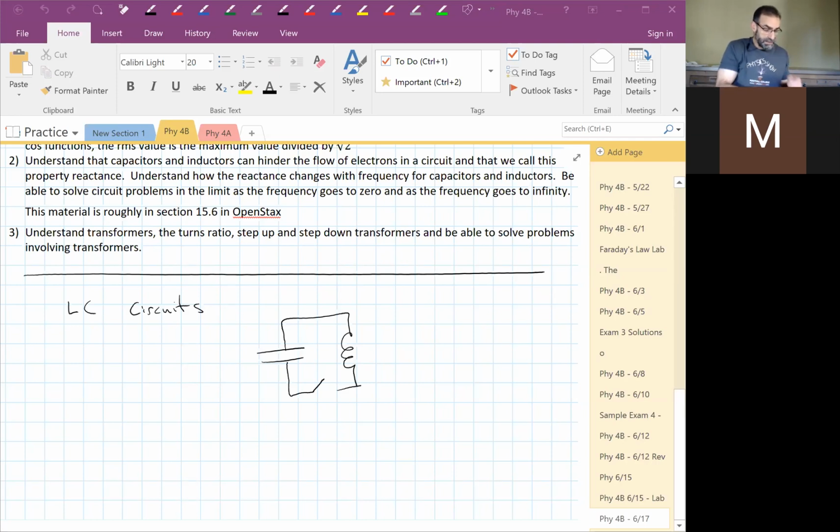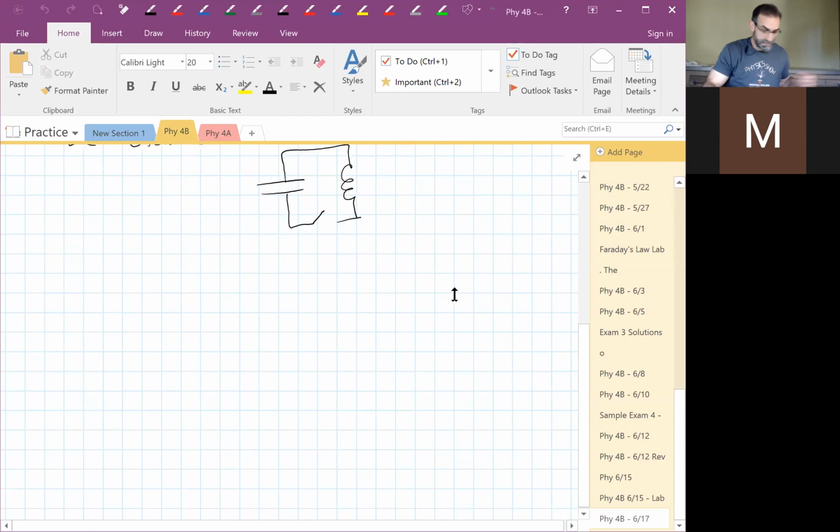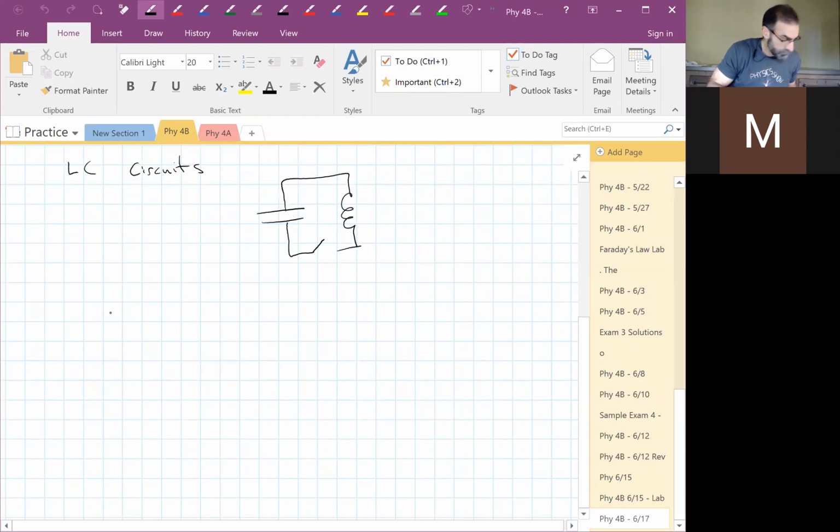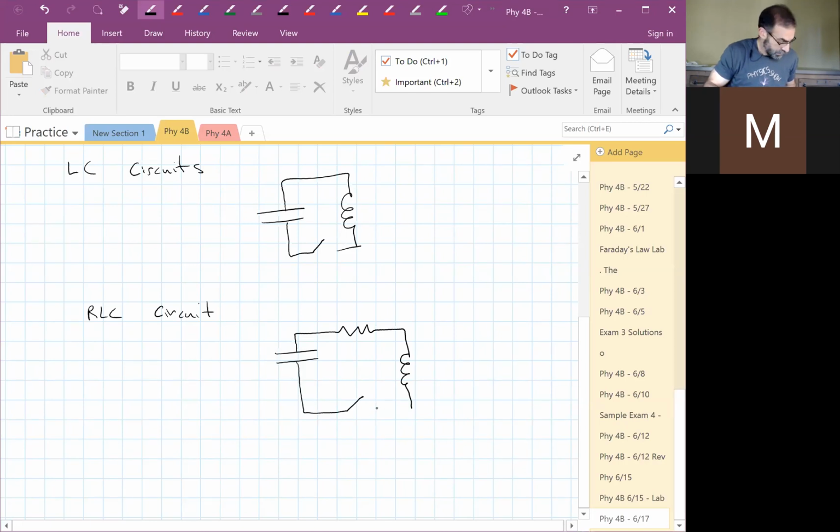Now, if you put a resistor in there, then we have what's called a damped oscillator. Usually we'd have a power source, but not always.